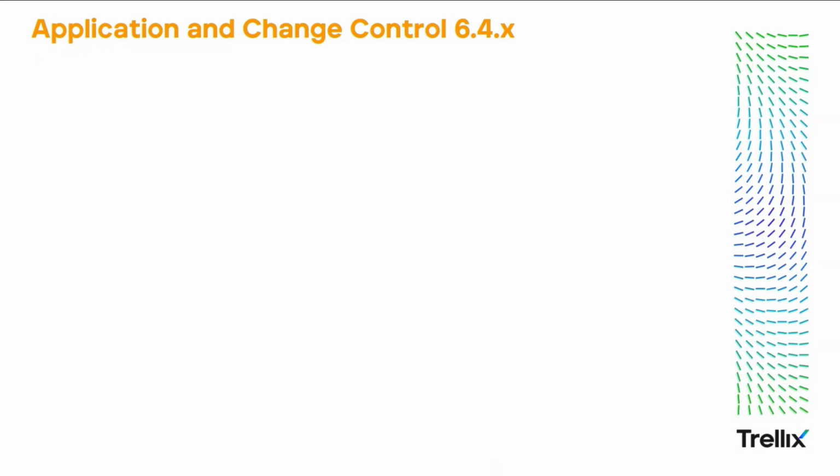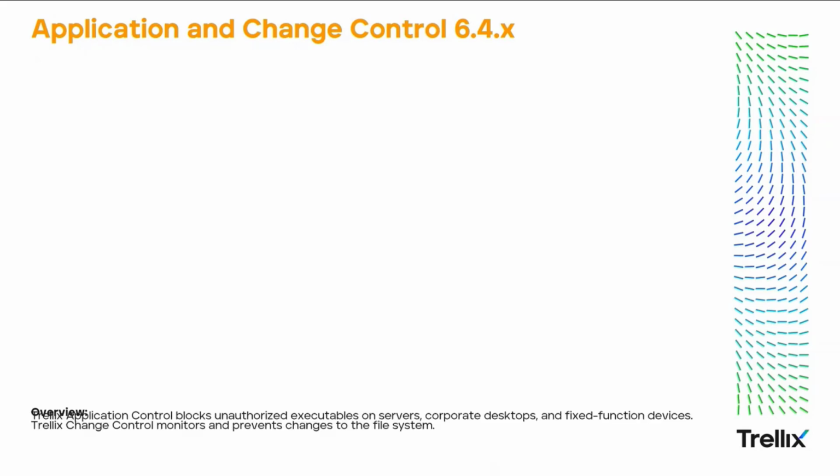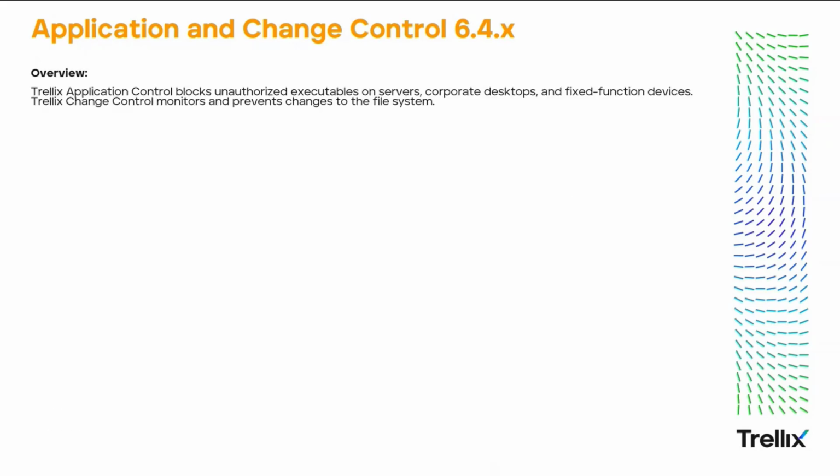So let's discuss the overview on application and change control 6.4.x. Trellix application and change control blocks unauthorized executables on servers, corporate desktops, and fixed function devices. Application change control monitors and prevents changes to the file system.